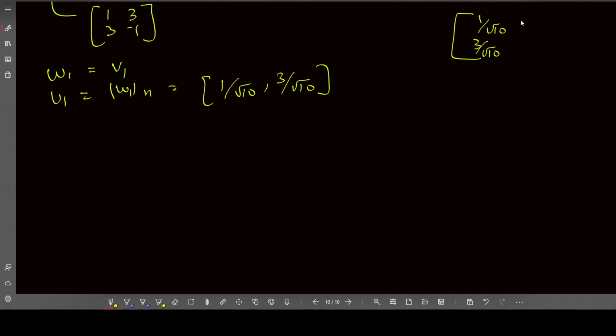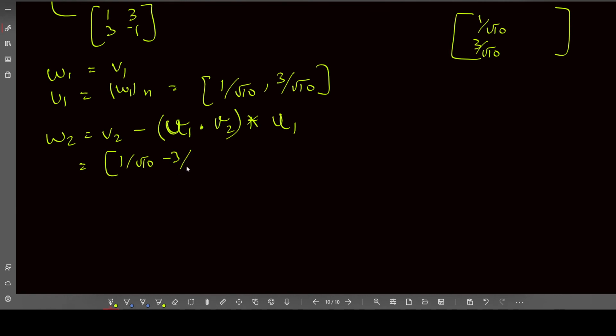Now I have to find the second column of my orthonormalized vectors. So that's W2 equals V2 minus the dot product of V2 and U1, into U1. So that's 1 by under root 10 minus 3 by under root 10, sorry, not minus, I'm sorry, this is just a vector.